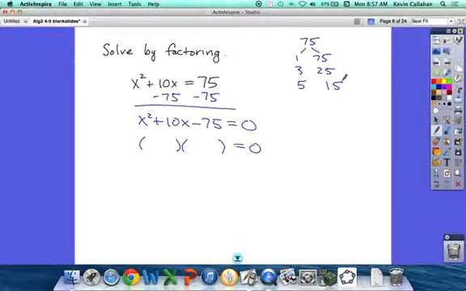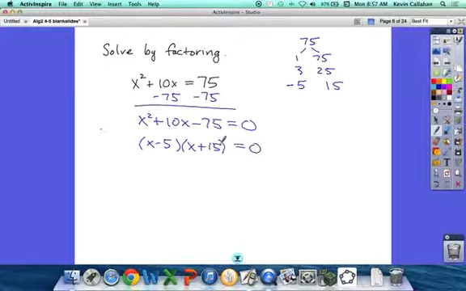Now we know that because the product is negative, one's positive and one's negative, and because the middle number is positive, that means the bigger of these two numbers has to be the positive, the smaller one is the negative. So that's x minus 5, x plus 15. So we have standard form equals 0, convert from the standard form to the factored form. What do we do next?